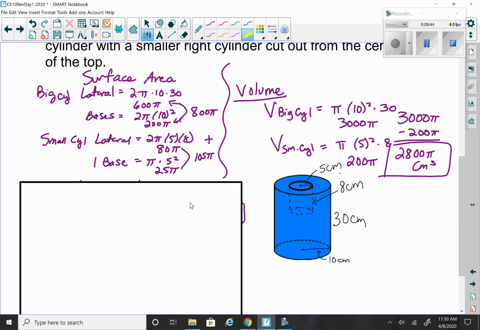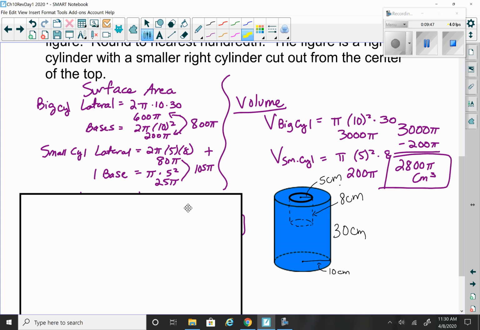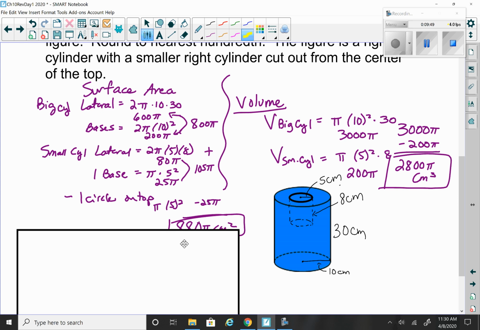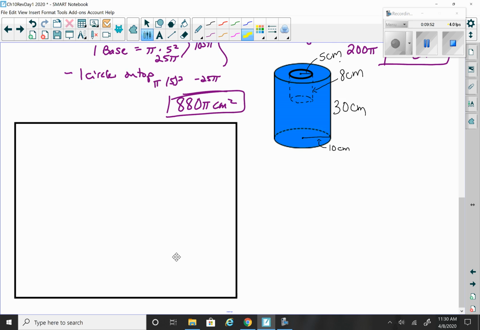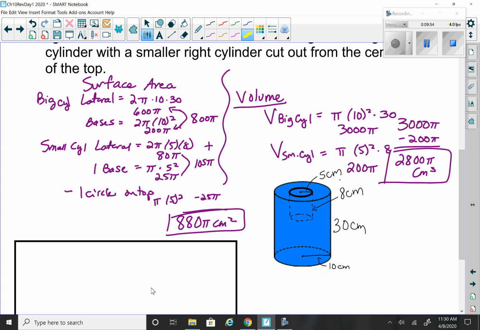So I did, my big cylinder, the lateral was 600 pi, and then the 2 bases was 200 pi. So that big cylinder gave me a surface area of 800 pi. The small cylinder, I had the lateral 80 pi, and then the one base was 25 pi, so that gave me 105 pi. I still had to go back and cut a little circle out of the top of my big cylinder on top. So I cut out or subtracted out the 25 pi. So 800 pi plus 105 pi minus 25 pi gave me 880 pi.